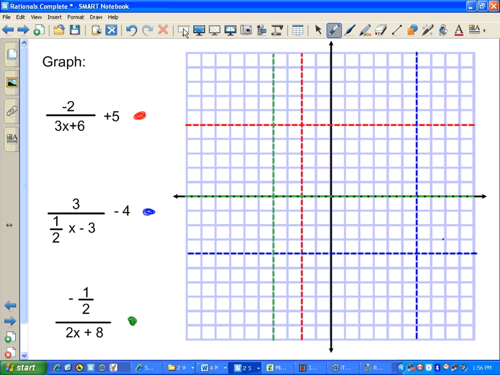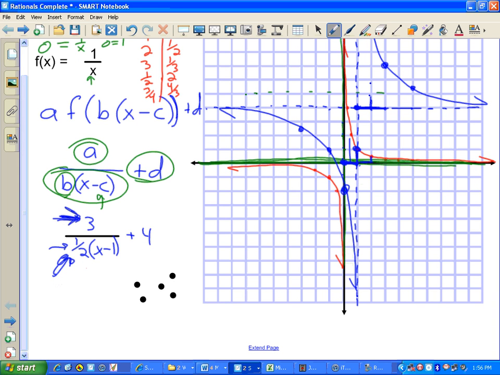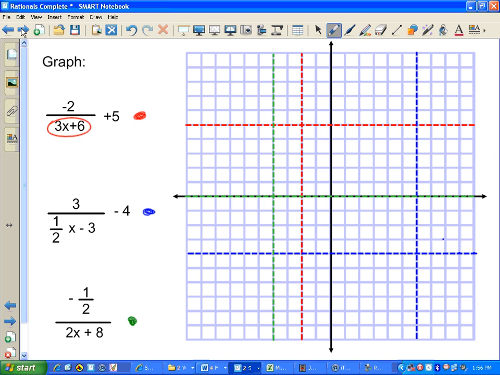So the very first thing you always want to do is factor the bottom. Because if you look back at our example, this 1/2 was already factored out of here. In fact, 1/2 is my b, and my b has to be factored out of my x minus c, so that I have the proper c. If I don't factor it out, my c is not going to be the right c. So I'm going to start by factoring.